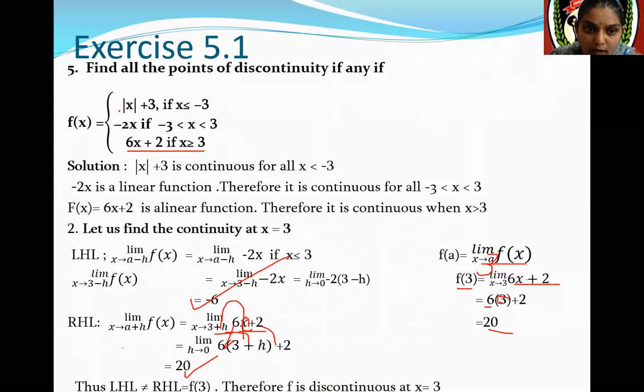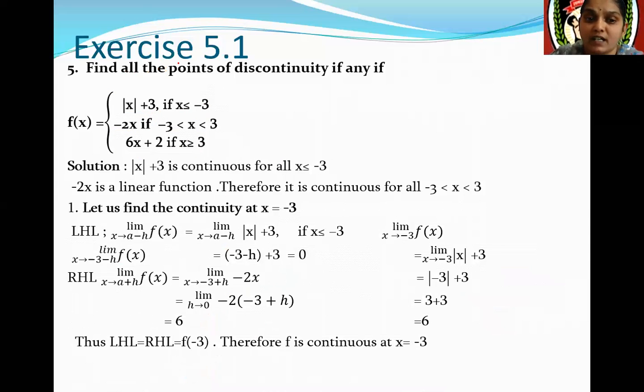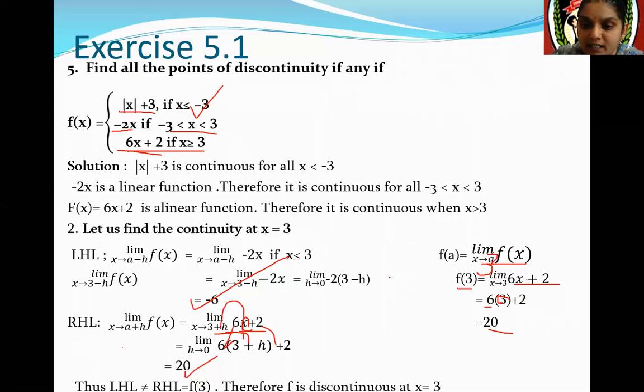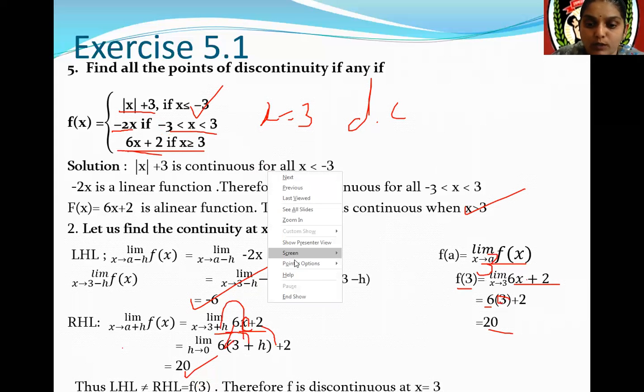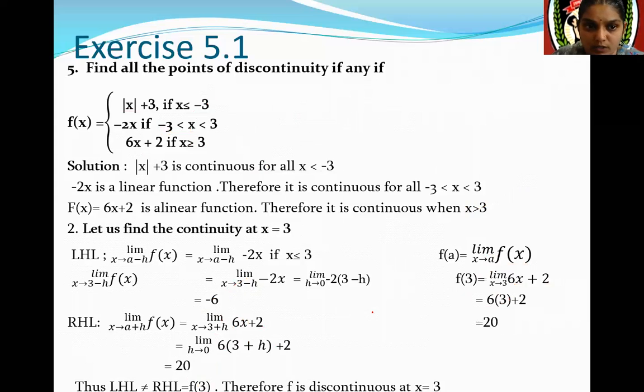Overall, what can I say? Mod x plus 3 is continuous for all x less than minus 3. Minus 2x is continuous for all values of x lying between minus 3 and 3. And 6x plus 2 is continuous for all x greater than 3. And also just now we saw it is continuous at x equal to minus 3, but it is discontinuous at x equal to 3. So x equal to 3 is the only point of discontinuity in this example. Followed? I hope you have understood. Let me move on to the next question.